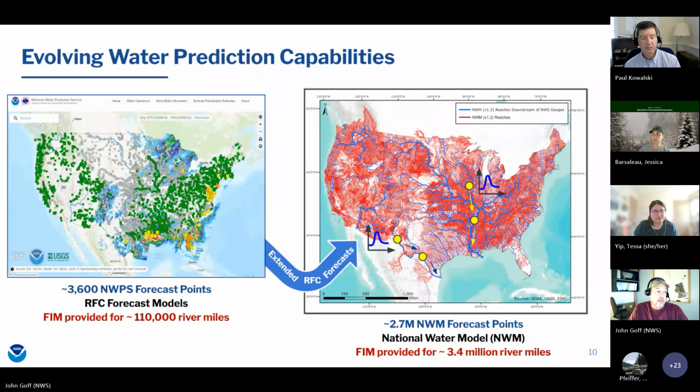As you go to the right, the water model is going to produce these flows for 3.4 million river miles. So think of all of these little small streams and creeks, most of which are ungauged. It's producing flow forecasts and inundation maps for them. So it's a ton of data that's going in there.